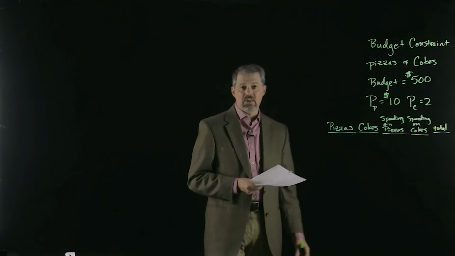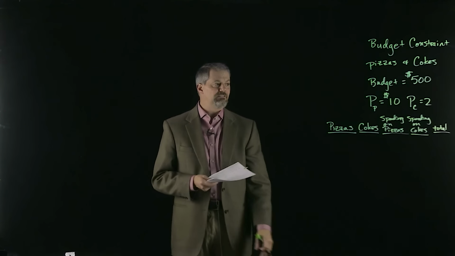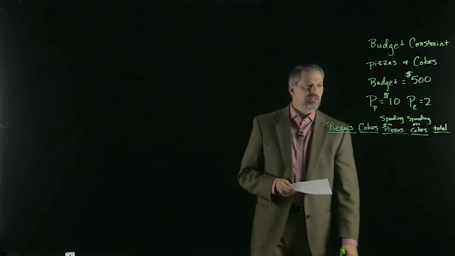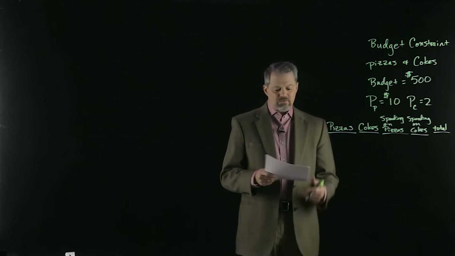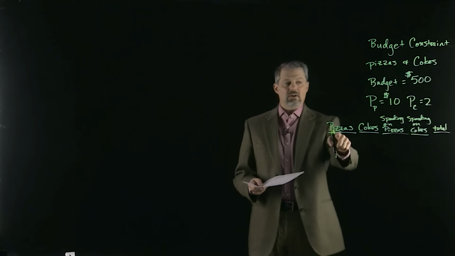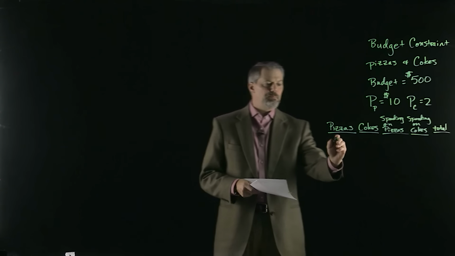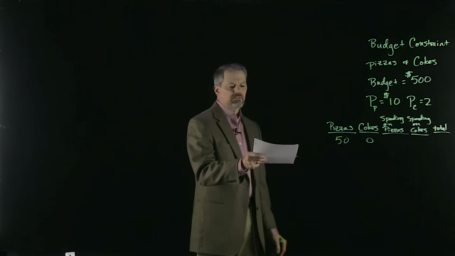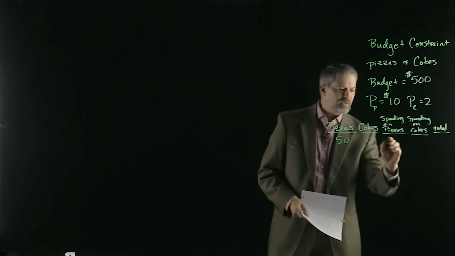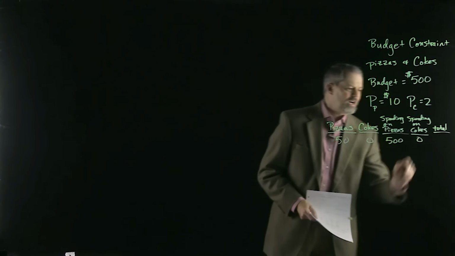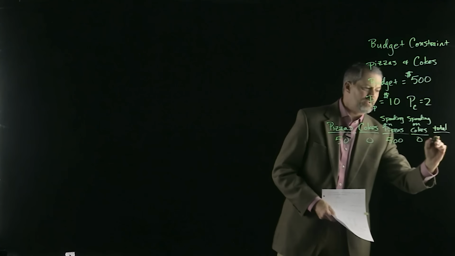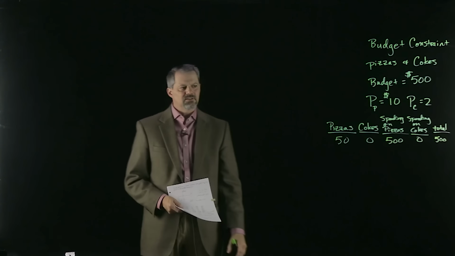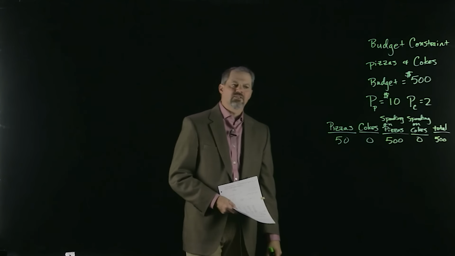Now, remember, that total is going to add up to 500 because we can't spend more than the $500 that we've got. So let's start where we spend all of our money on pizzas. If we purchase 50 pizzas and 0 Cokes, then we will have spent $500 on pizzas and $0 on Cokes. That's our $500 total.